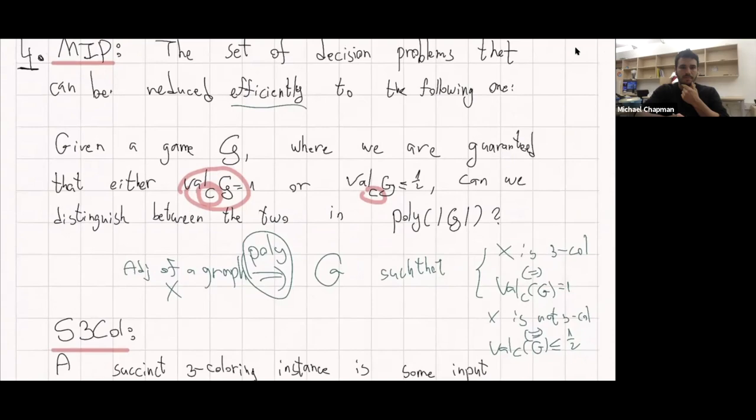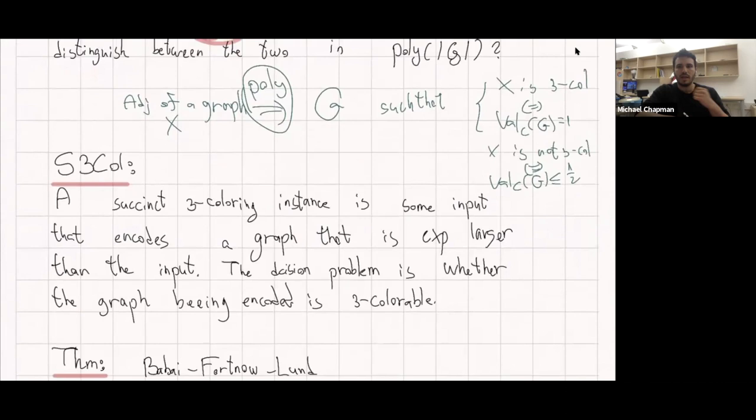Okay, so I want to briefly give an example of a decision problem which is different than tree coloring. It's called succinct tree coloring. So what is a succinct tree coloring instance? It's just some encoding. You have some string of bits of size n, and this string of bits encodes a graph which is exponentially larger. I don't explain here how I encode the graph, but there is a way to encode exponentially large graphs using only polynomially long strings of bits.